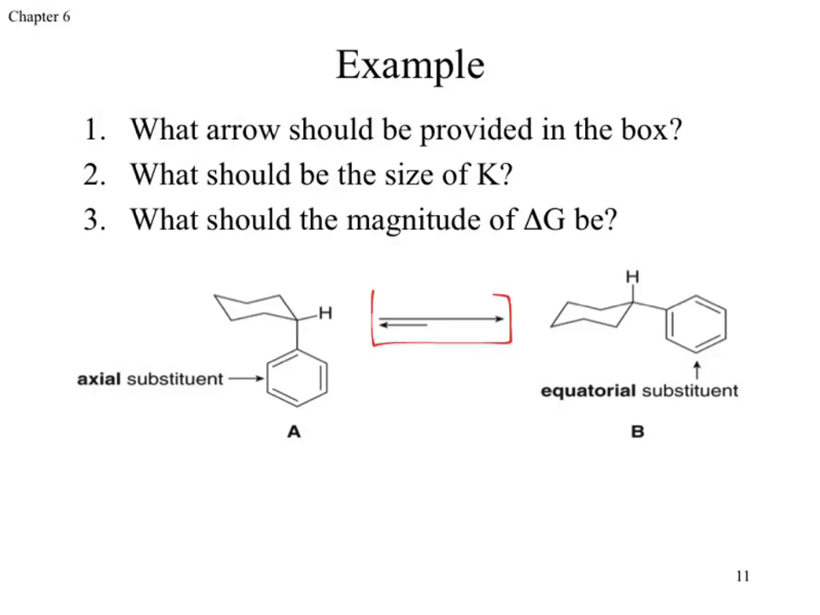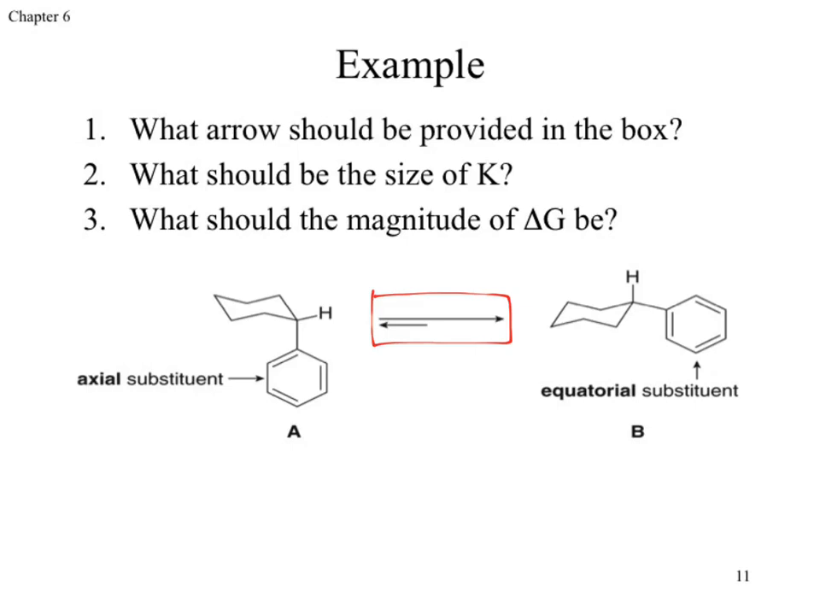What arrow should show up in this red box? So what we would expect is a larger arrow towards our products. Why would we expect a larger arrow towards our product? Our largest substituent is in the equatorial position. We would expect that conformation to be dominant as far as our concentration goes. And we'd expect very little shifting towards our axial substituent. What should the size of K be? Greater than 1. K should be greater than 1.